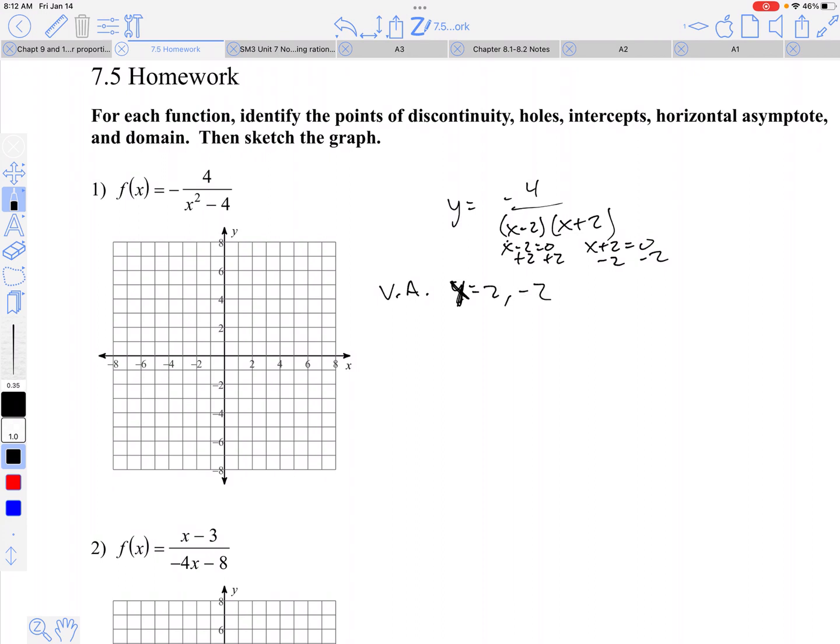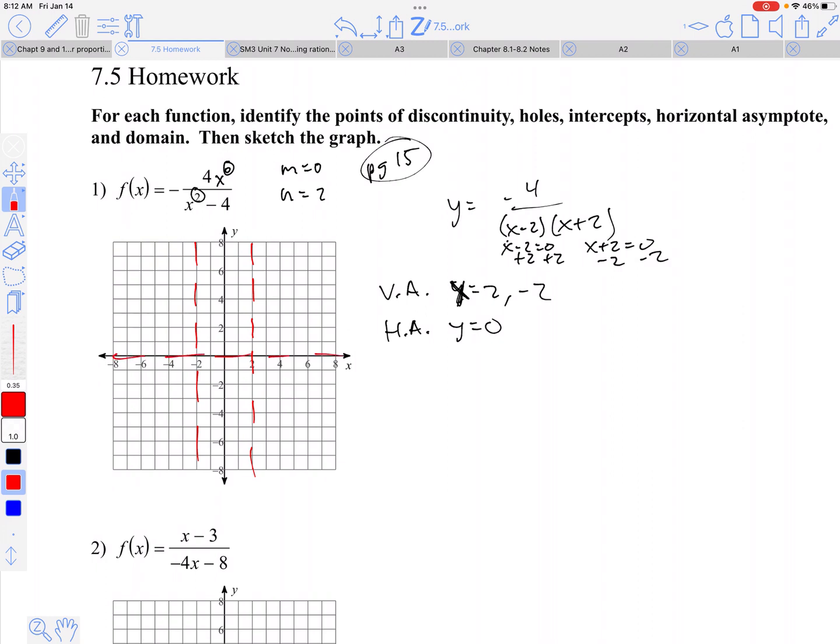So I'm going to throw those on at 2 and negative 2. Now my horizontal asymptote, I'm going to check. I'm going to look at the degree of the top, which is actually 0. So my m is 0, and my n is 2. If you don't know what I'm talking about, go to page 15 in the notes. So because m is less than n, I know my horizontal asymptote's at y equals 0.